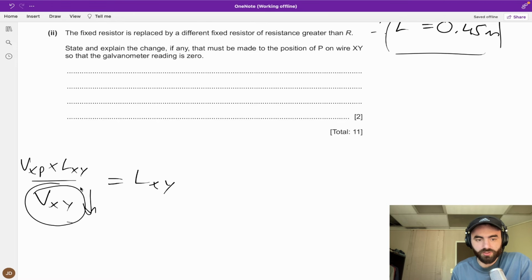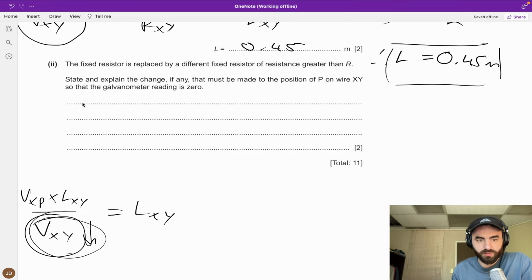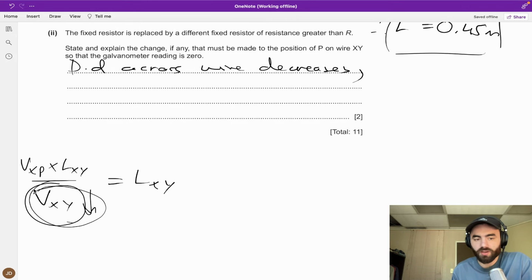You just need to look at the equations. So this thing, we have now concluded, decreases. The potential difference across the wire decreases.